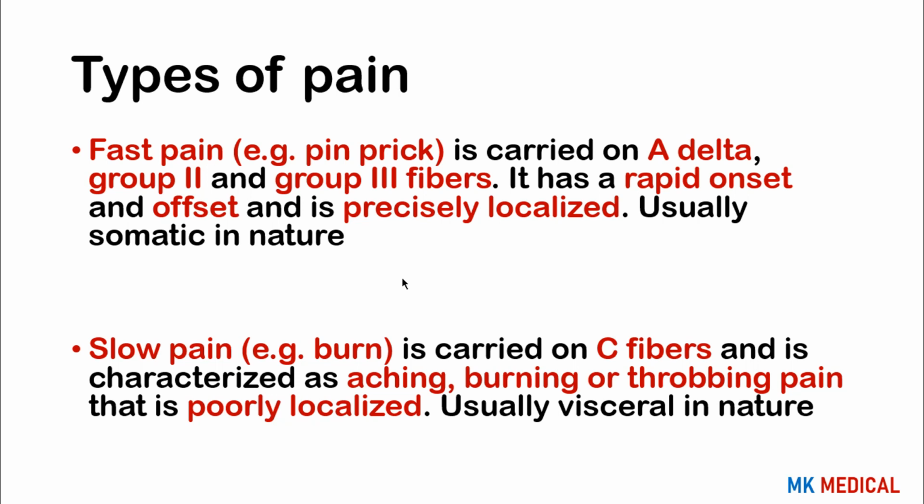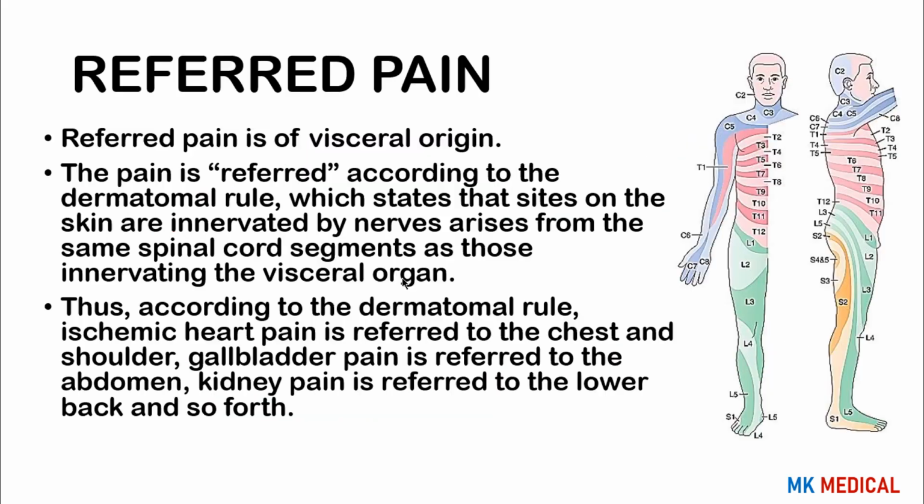Then the slow pain is usually burning. It's going to be carried by unmyelinated C fibers. It's usually aching, burning, or throbbing type of pain, which is often poorly localized. And of course, it's going to be of visceral nature.